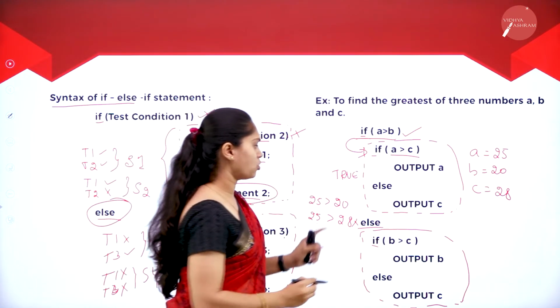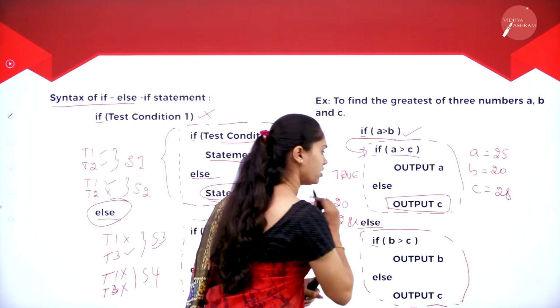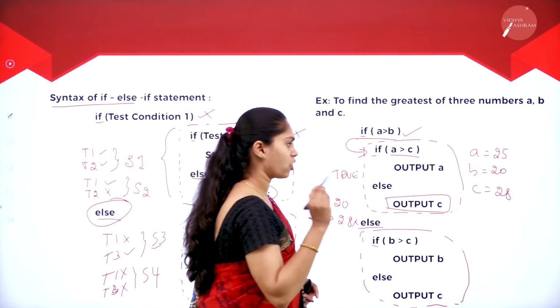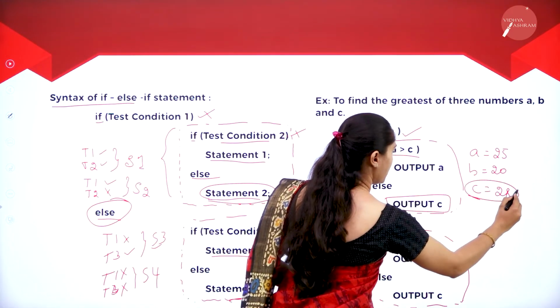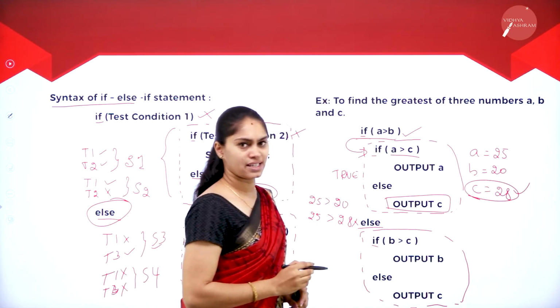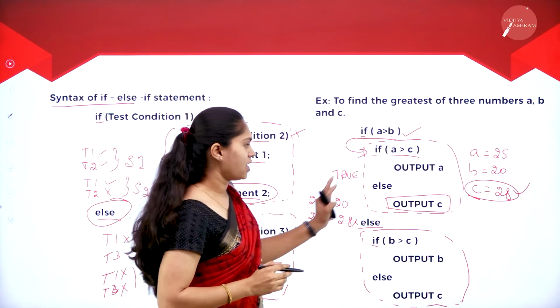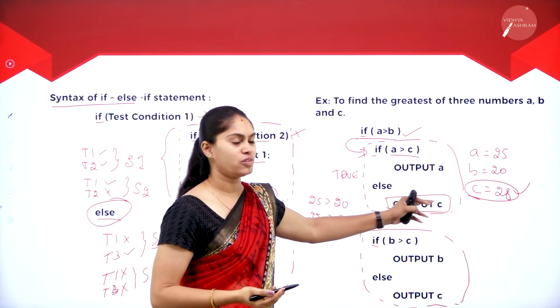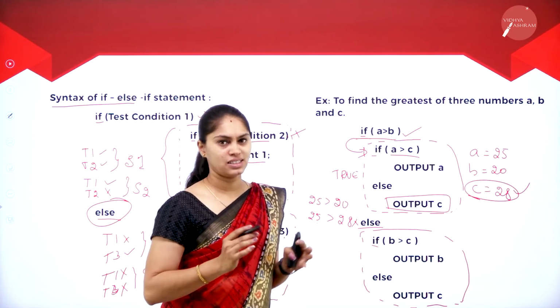What is statement 2 here? That is Output C. That means we got to know that the value of C is the greatest among all these 3. So let me erase again. Let me show you how the B value is going to be the largest among these 3.